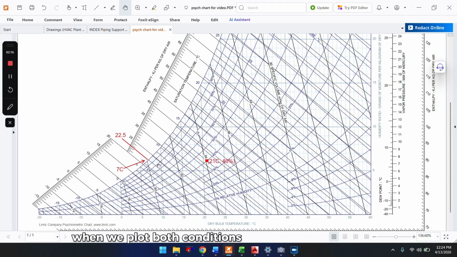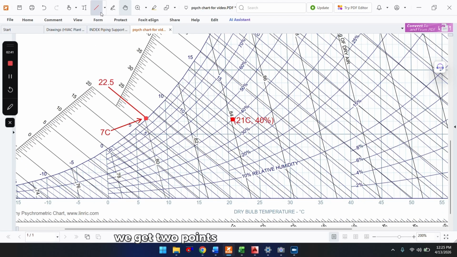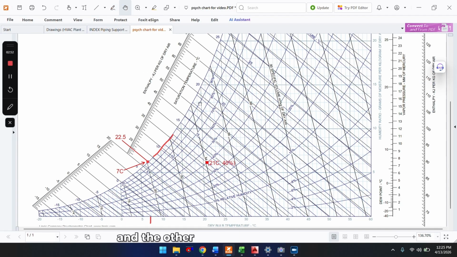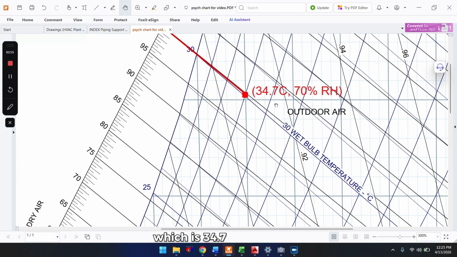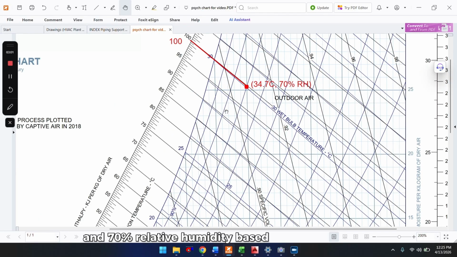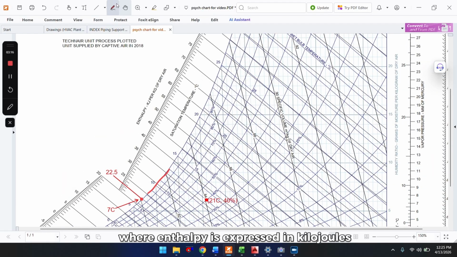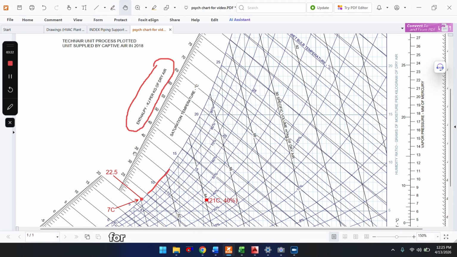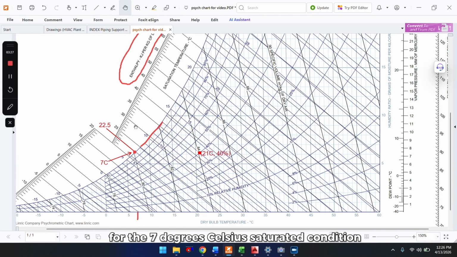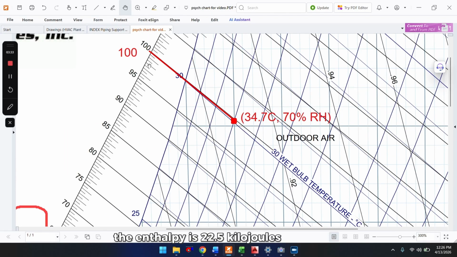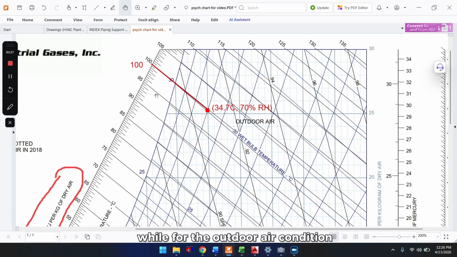When we plot both conditions on the psychrometric chart, we get 2 points, one at 7 degrees Celsius on the 100% relative humidity line, and the other at the outdoor air condition, which is 34.7 degrees Celsius dry bulb temperature and 70% relative humidity based on the weather data. Using these 2 points, we determine the enthalpy values from the chart, where enthalpy is expressed in kilojoules per kilogram of dry air. For the 7 degrees Celsius saturated condition, the enthalpy is 22.5 kilojoules per kilogram, while for the outdoor air condition, it is approximately 100 kilojoules per kilogram.